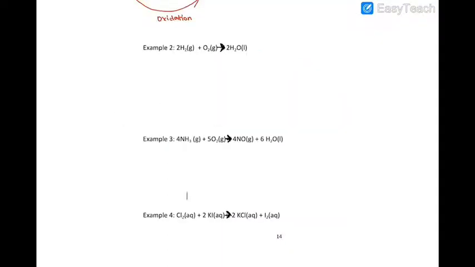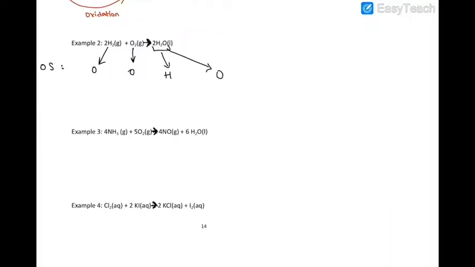Second example. Again, we'll find the oxidation state of each species. Hydrogen, an element, has oxidation state 0. Oxygen, an element, has oxidation state 0. Here in H2O, you'll need to find the oxidation state of the H and of the oxygen. Normally, hydrogen has oxidation state +1 and oxygen has oxidation state -2. So as you can see here, hydrogen is being oxidized and the oxygen is being reduced.